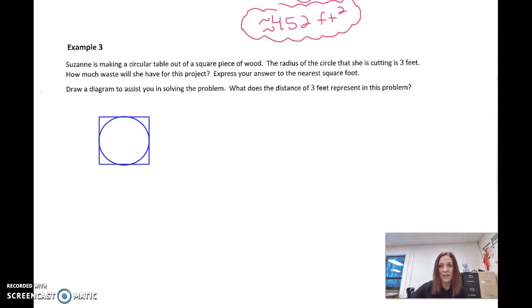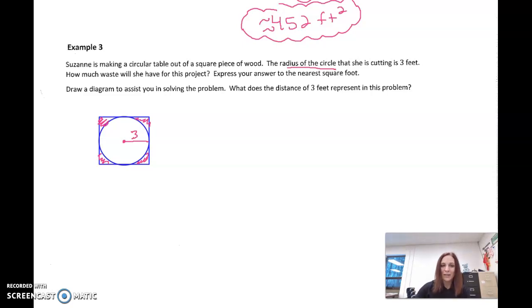It tells us that the radius of the circle is 3 feet. How much waste will she have? The waste is going to be these corners. So if you just step back and think about this for a second, if I can find the area of the square and I can find the area of the circle, I would subtract them, and that will tell me what my waste is. So how do we get there, right?